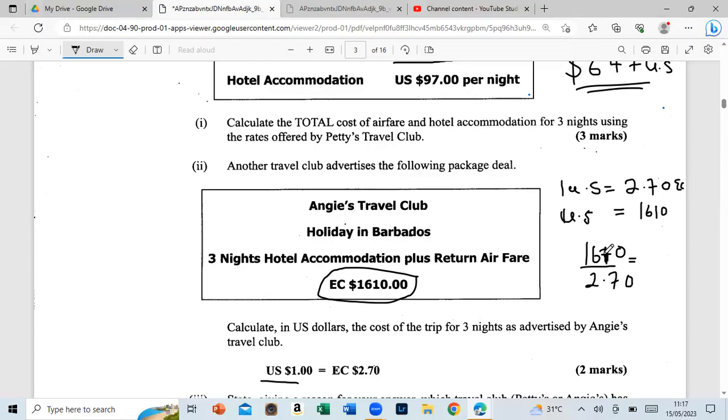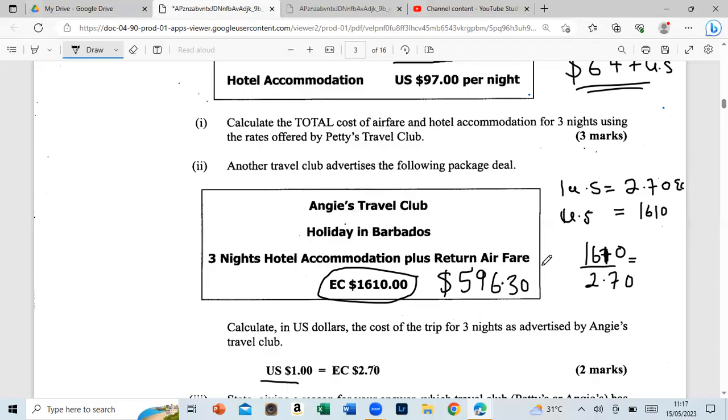So it's 1,610. And we divide that by $2.70, which gives me 596. So it's 596 US. Makes sense, right? And this 596, let's call it $2.30 when I round it off to two decimal places.